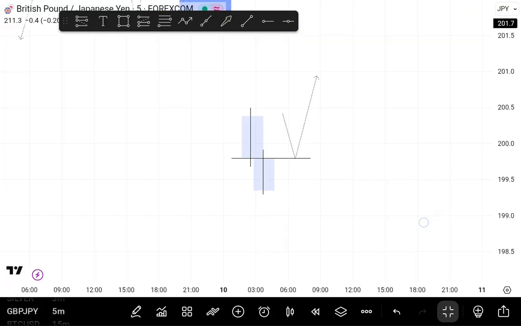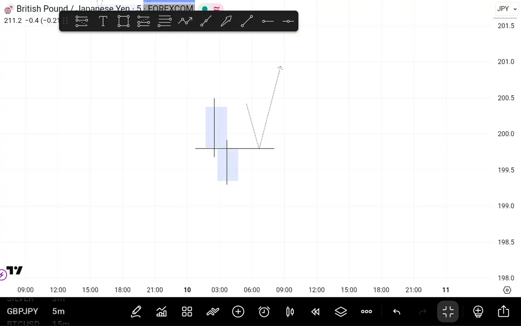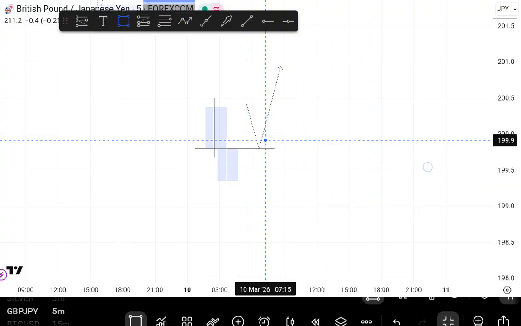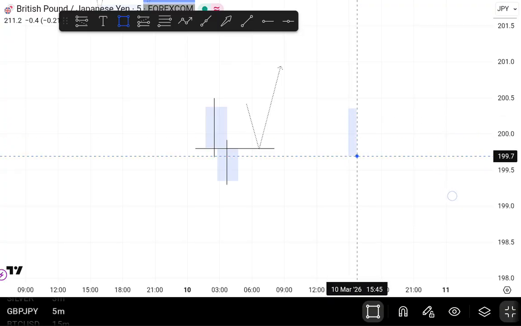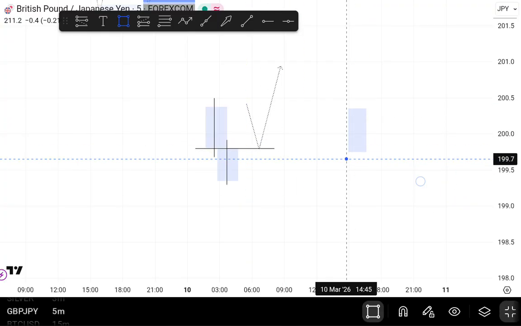That's for you. Same thing. Same scenario for a sell. Use your two separate. Same scenario for a sell. We have two candles.